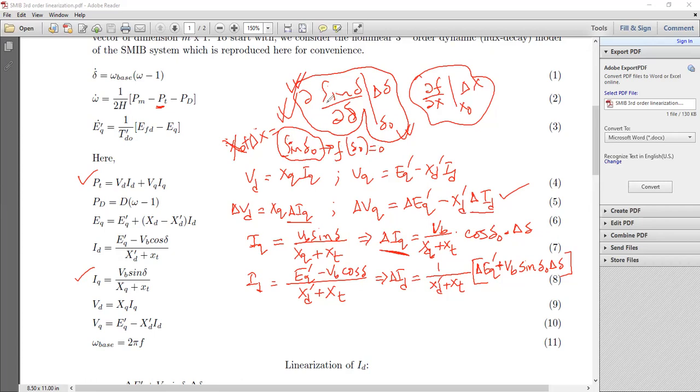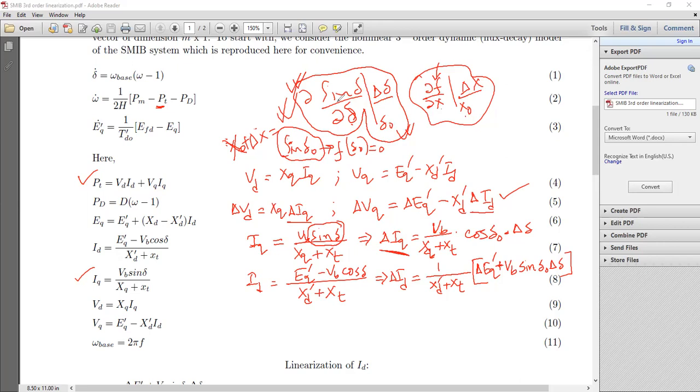The next term is this, ∂f over ∂x evaluated at x naught multiplied by del x. So f here is sine delta. So I'm taking ∂f over ∂x. x is delta. So ∂ sine delta over ∂ delta evaluated at x naught. x naught means it is delta naught, multiplied by del x. For us, it is del delta. This is how I'm doing it.